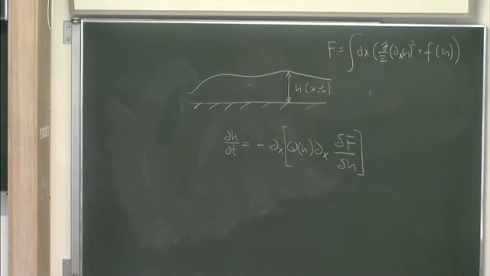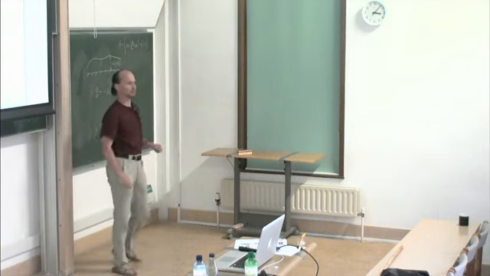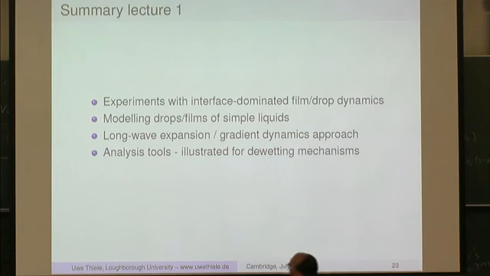So I had introduced some models, and then I had also shown that the long wave expansion and this gradient dynamics approach sort of are equivalent, but you need the long wave expansion to actually get this Q, right? This was the catch on this method. And then I showed what would be typical steps in an analysis and illustrated that for de-wetting mechanisms.